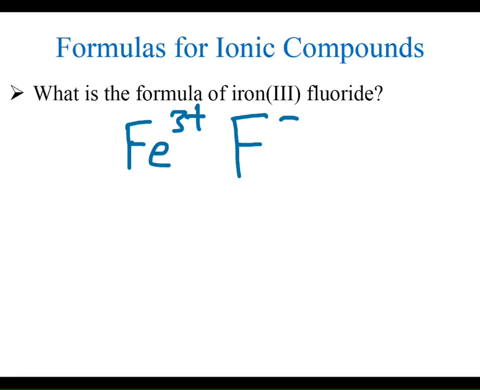Okay, well, how do I make a 3 plus and a 1 negative balance out? What do I got to do? What kind of ratio? Yeah, right. So I need 1 iron and I need 3 fluorides. So I would write Fe F3. All right? So now it balances. So now I've got 3 of these negatives to balance out that 3 positive, and it balances out.